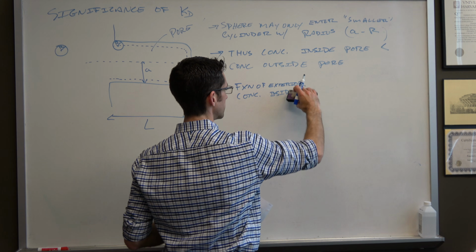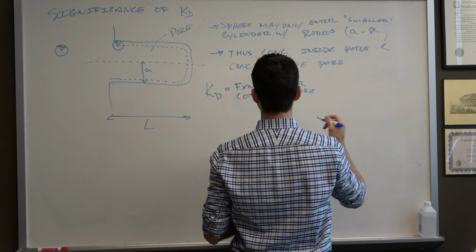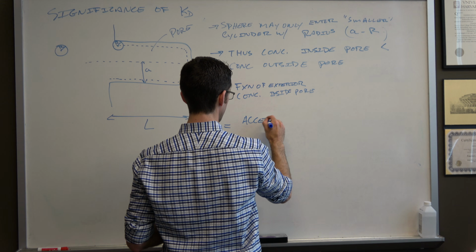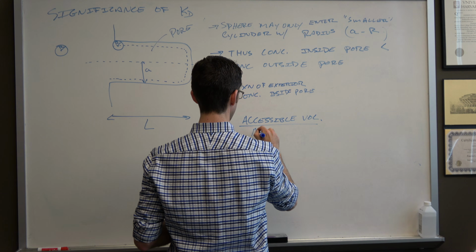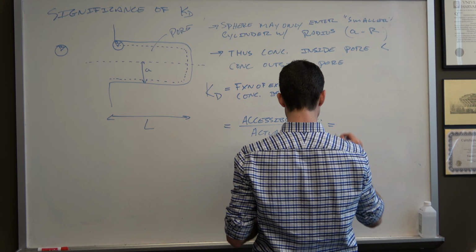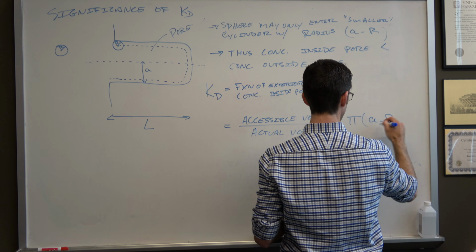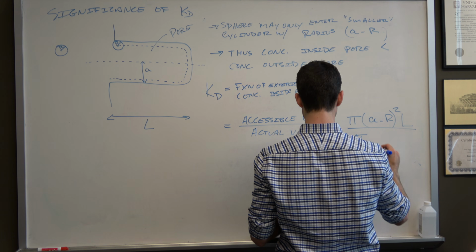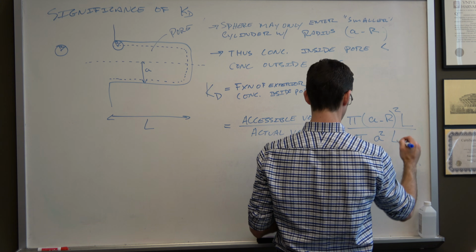Inside the pore, not inside pore. And this equals the accessible volume over the actual volume. Or we have pi (A minus R) quantity squared times L over the actual volume, which is pi times A squared times L.